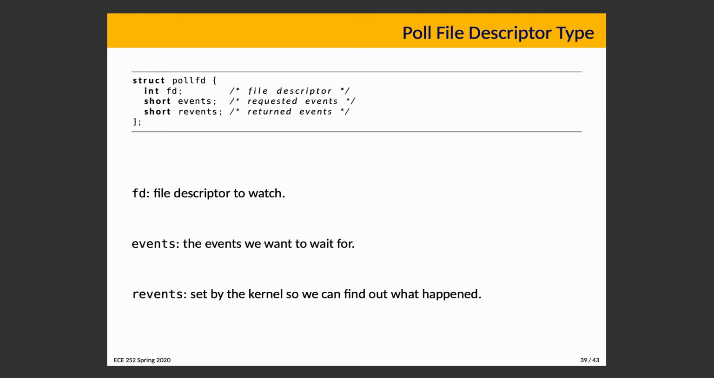Okay, so events is filled in by you, the caller, to specify these are the things that I want to watch for. And revents is updated by the kernel to tell you about what event or events have actually occurred. So that actually is quite nice compared to what we've just covered with select.